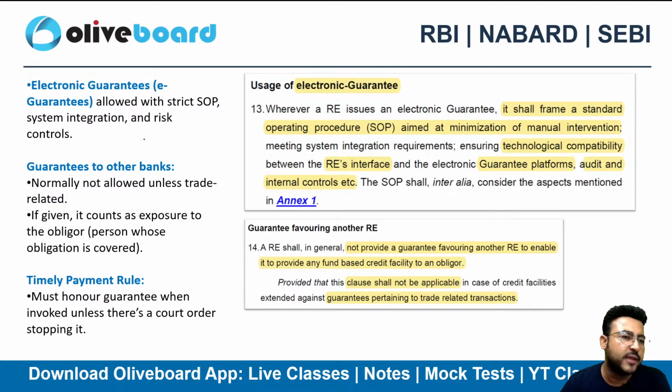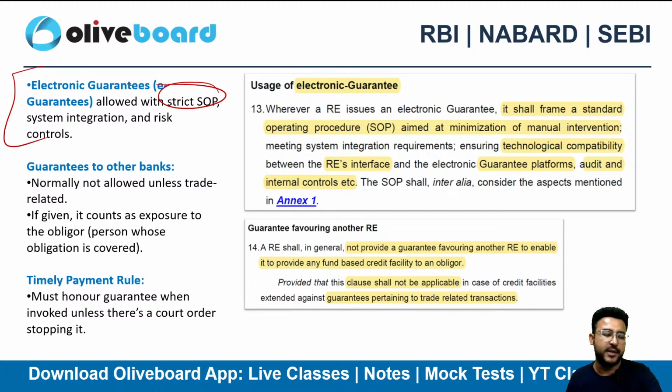Electronic guarantee. If you are giving any kind of electronic guarantee, then you need to have a strict standard operating procedure. What is a standard operating procedure? It's nothing but how things function in an organization, right? So have strict rules. If you are giving an electronic guarantee, it's not that it's not permitted, it is permitted, but you need to follow strict SOPs.